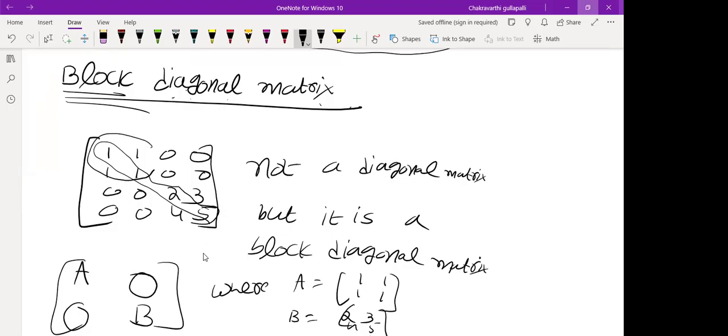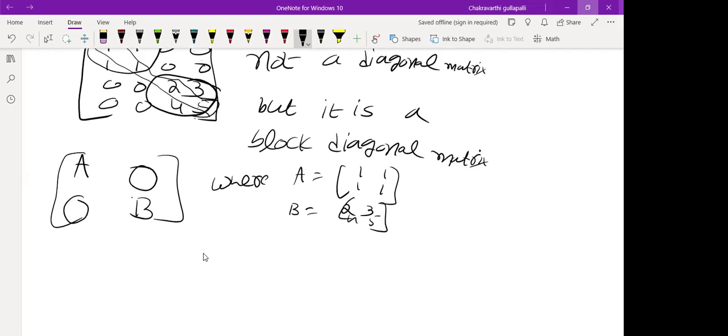Here one matrix is there, here one matrix is there. Diagonally you are having blocks A, B, remaining all zeros. So if diagonally you are having matrices, then such a matrix is called a block diagonal matrix. If the matrix is given in this form, how to find the trace of the matrix, how to find the determinant, how to find the eigenvalues of this matrix. There are shortcuts that we are going to learn now.